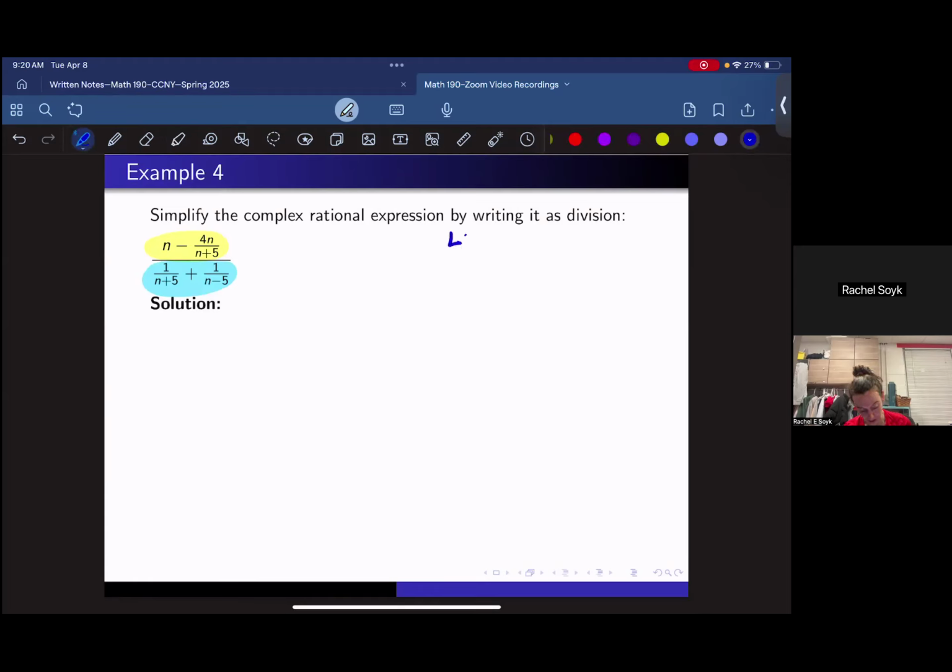find your LCD. It's looking to me like the LCD is going to be, for the numerator, n plus 5. N as a fraction is n over 1, so we're going to multiply that by n plus 5 all over n plus 5. When we do that, we end up getting n in parentheses n plus 5 minus 4n all over n plus 5.